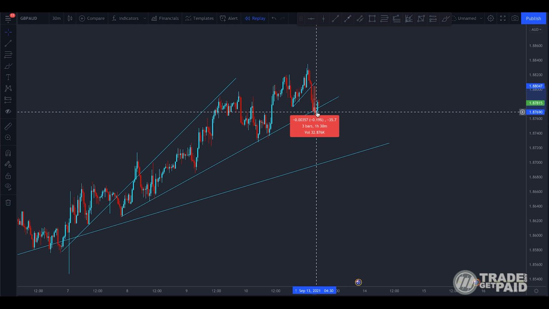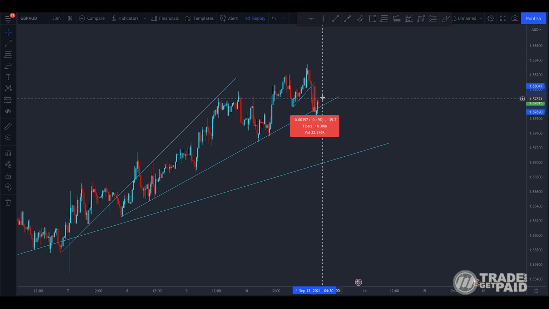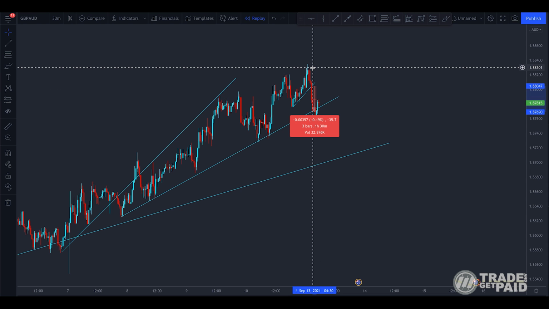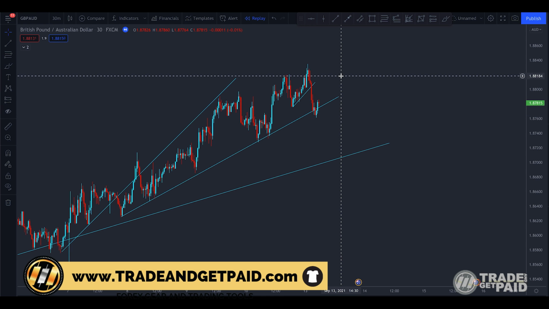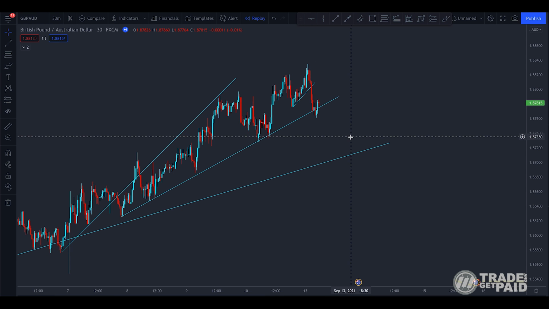You could get 15 to 20, take your profit. It's really up to you how you treat the trade. But anyway, you want to just take that breakout and you want to go from one to the next. And that gives you a beautiful scalping opportunity.